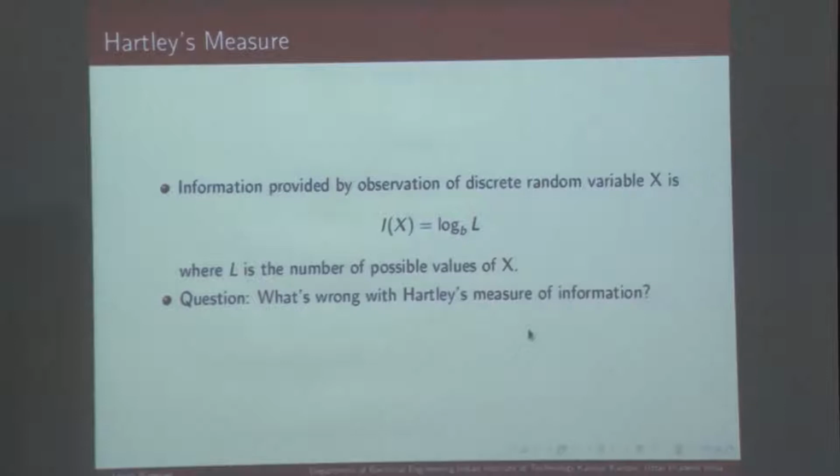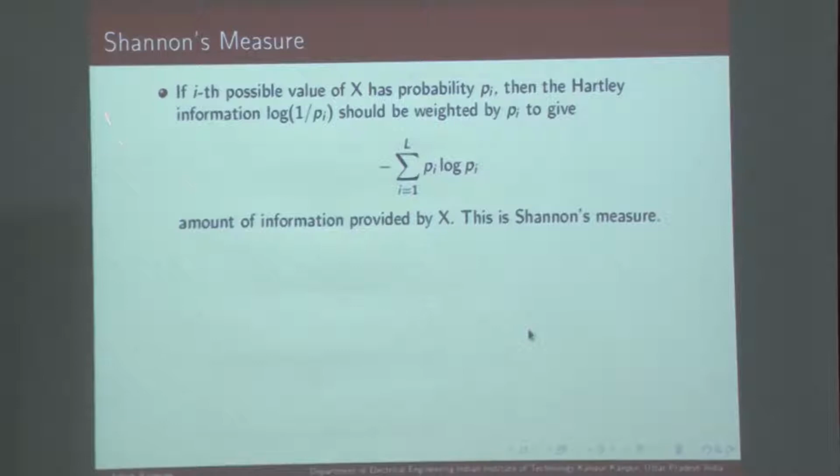So Shannon defined this measure of information. If the ith possible value of x has probability pi, and we weigh the Hartley's information, which is log of 1 by pi, by this probability, what we get is Shannon's measure of information. So in Shannon's measure of information, it's a summation over all possible values xi, basically events, of pi log pi.